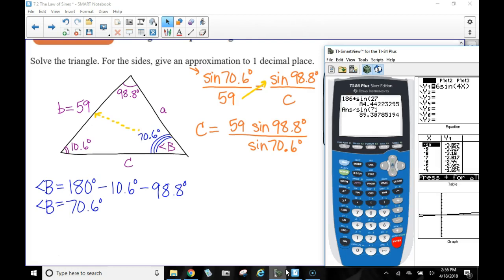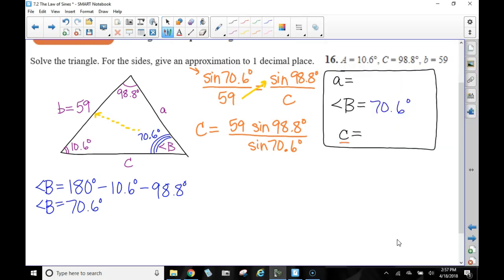I'm going to punch in 59 times the sine of 98.8, and then I'm going to divide that by sine of 70.6. Okay, and so for side C, rounded to 1 decimal place, we get 61.8 units. I'm going to label that over here as well, 61.8. Now all we need to do is find side A.